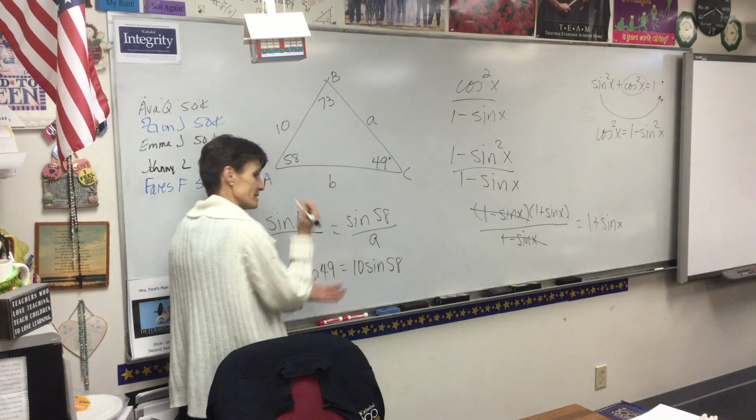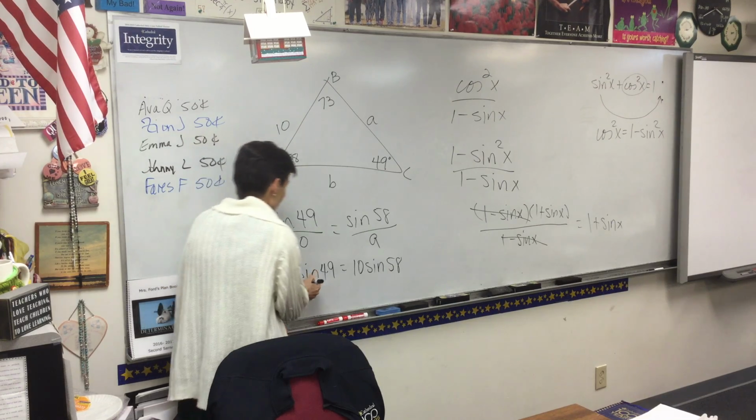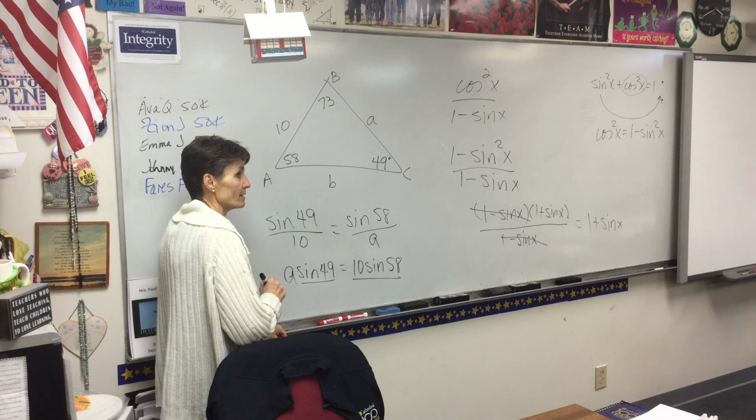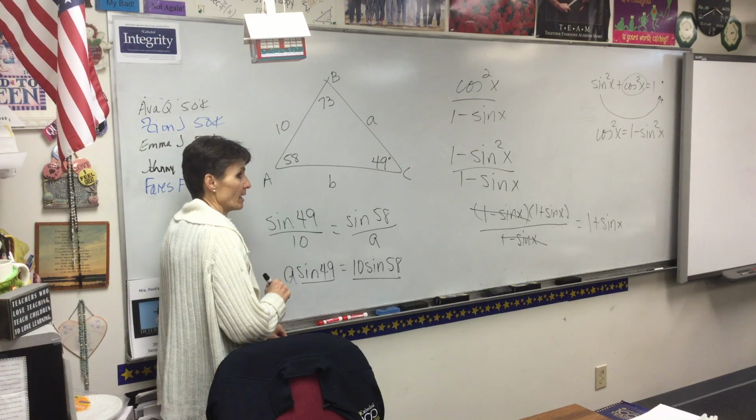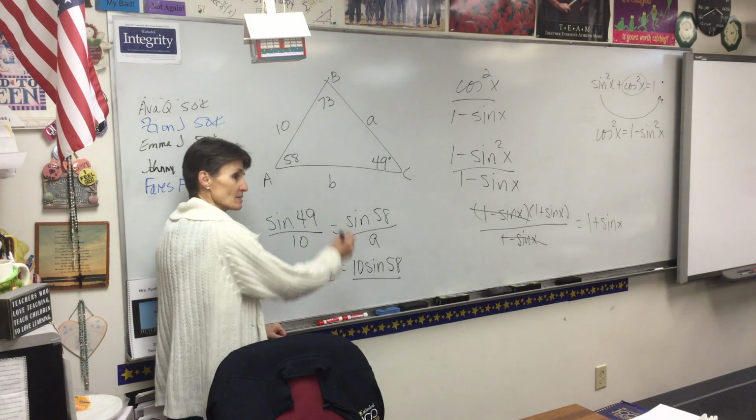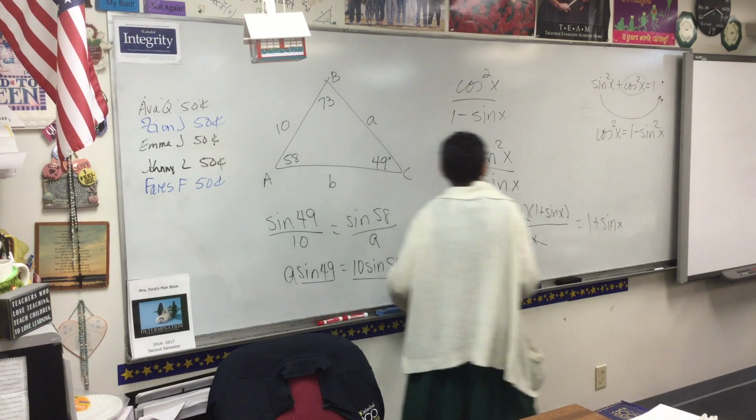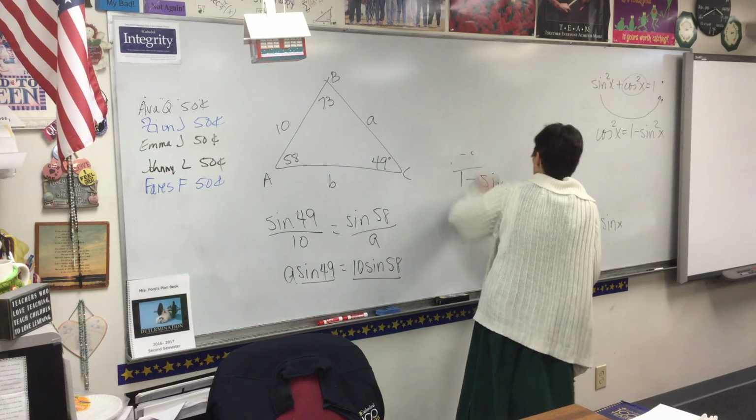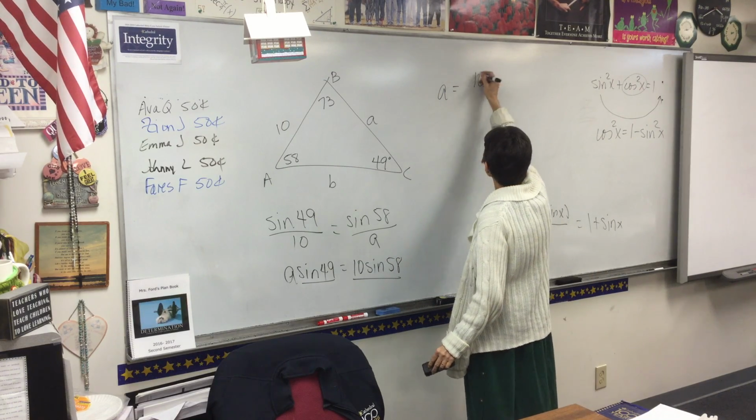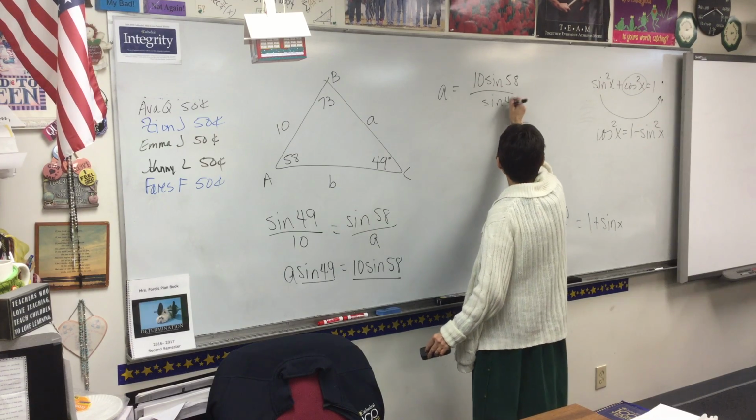And some of us are still having trouble with this. You're solving for A. So you're going to divide both sides by sine 49. Not by 49, not by sine 49. That's a whole thing. It all goes over there. So A is going to equal 10 sine 58 over sine 49.